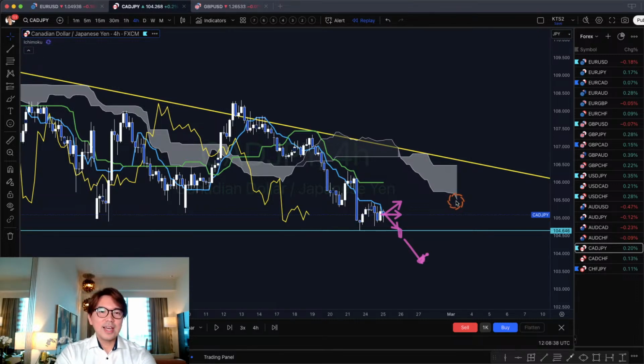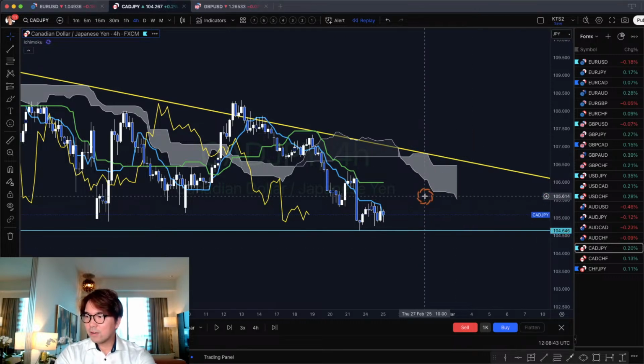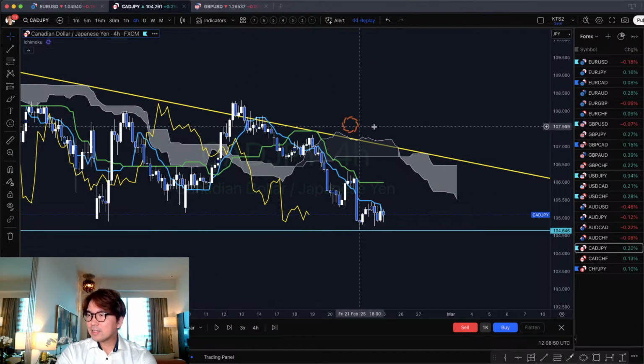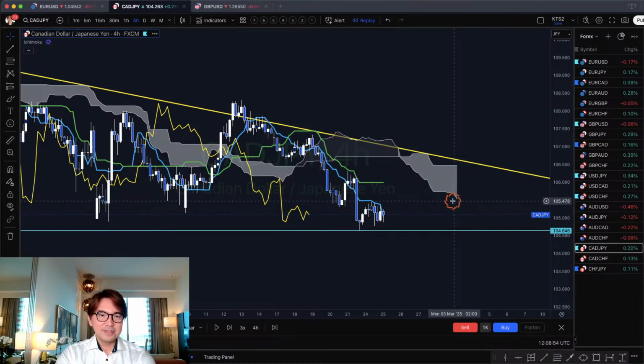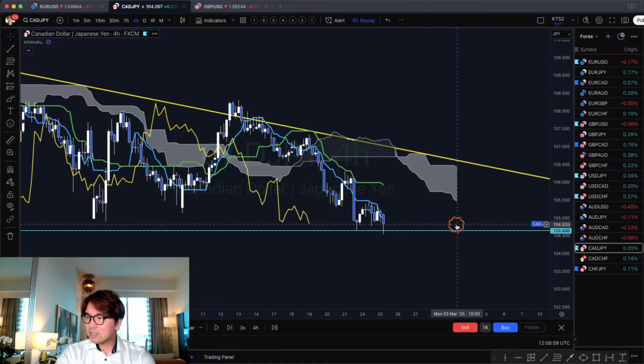So this is something I wanted to mention today. CADJPY seems to be one of the good markets this week, so I wanted to talk about this one mainly. Coming back to the Kumo shape, Senkou Span A is down, and on the next bar Senkou Span A is still continuously down, and Senkou Span B is also down. In this case, you can see that the market is getting ready to break the support.